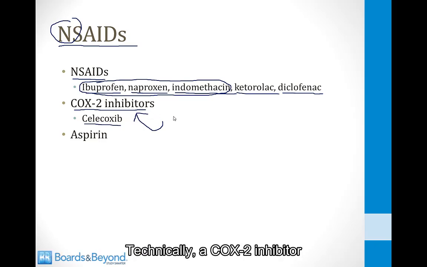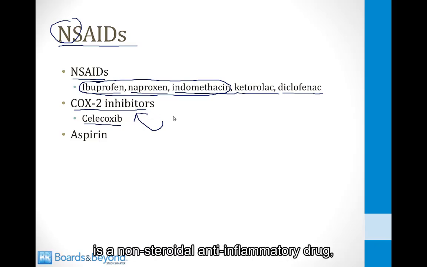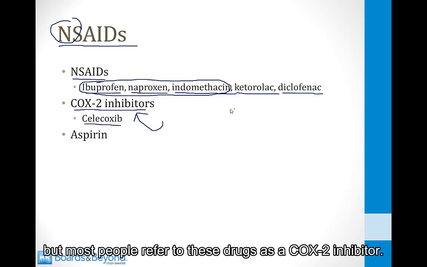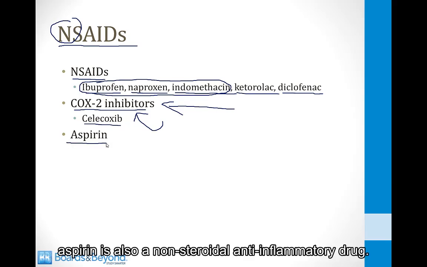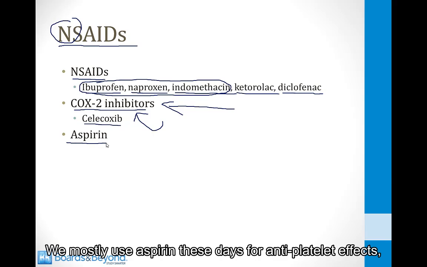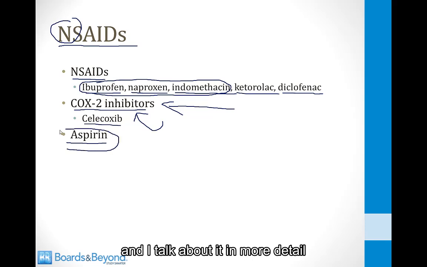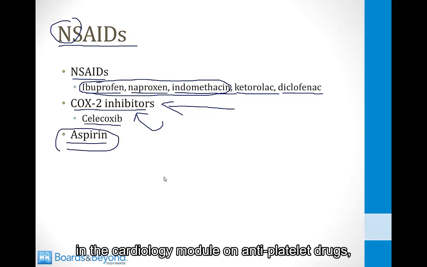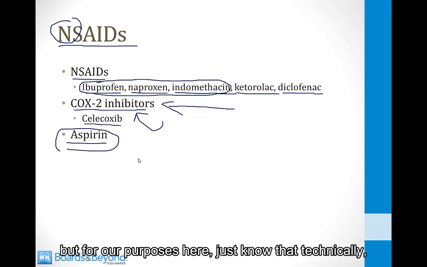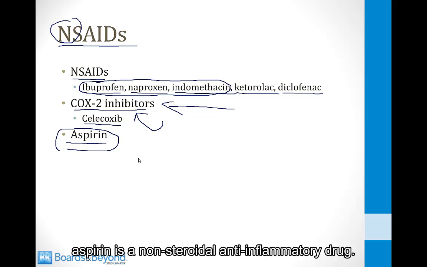talk about. Technically, a COX-2 inhibitor is a non-steroidal anti-inflammatory drug, but most people refer to these drugs as a COX-2 inhibitor. And then finally, aspirin is also a non-steroidal anti-inflammatory drug. We mostly use aspirin these days for antiplatelet effects, and I talk about it in more detail in the cardiology module on antiplatelet drugs. But for our purposes here, just know that technically aspirin is a non-steroidal anti-inflammatory drug.